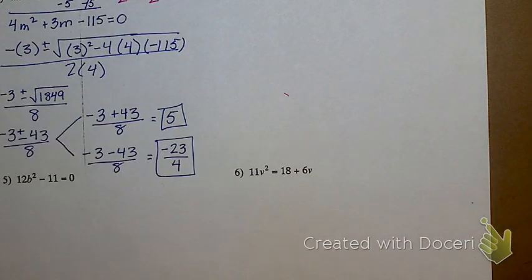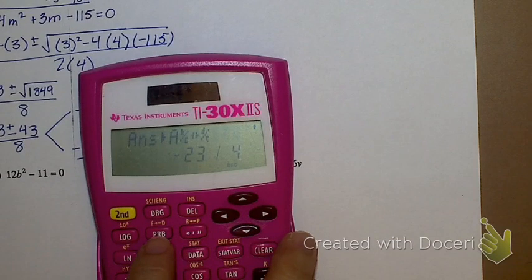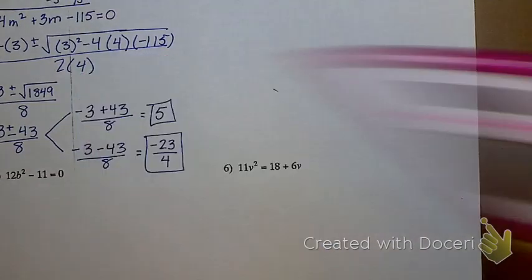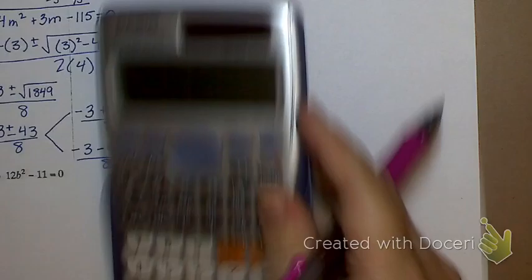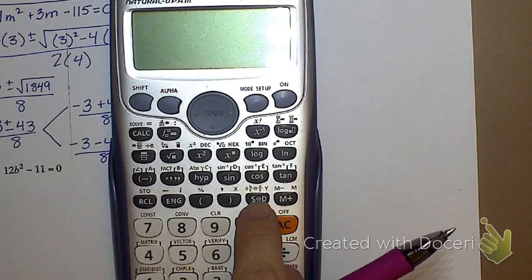You don't have that button? It should be the PRB. Oh, it's the SD. Do you have this Casio? It's the SD button if you have the Casio. Right here.